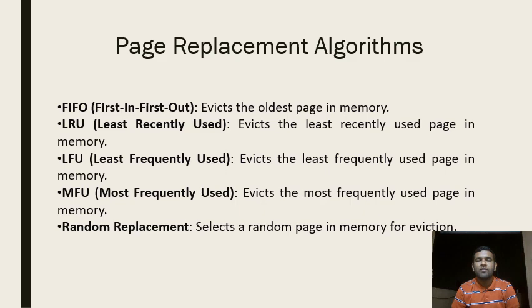MFU is most frequently used, which evicts the most frequently used page in memory. And the last type which we will look at today about page replacement algorithms is random replacement. Random replacement selects a random page in memory for eviction. Randomly, a page is evicted during runtime. And these were the 5 different types of page replacement algorithms. Let us now look at the next slide.